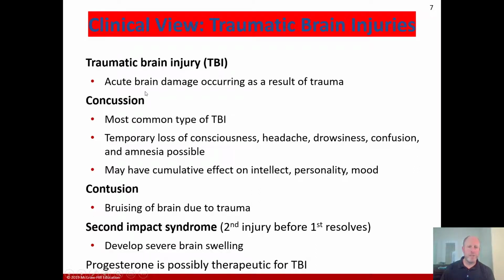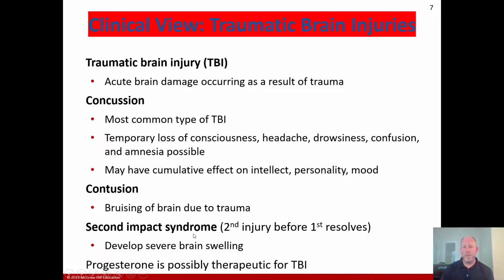With traumatic brain injury, it's an acute brain damage occurring as a result of trauma. Concussions are the most common type of traumatic brain injury. There's temporary loss of consciousness with headaches, drowsiness, confusion, and amnesia is possible. It can have cumulative effects on intellect, personality, and mood, long-term, not just short-term. Contusion is basic bruising of the brain due to trauma.